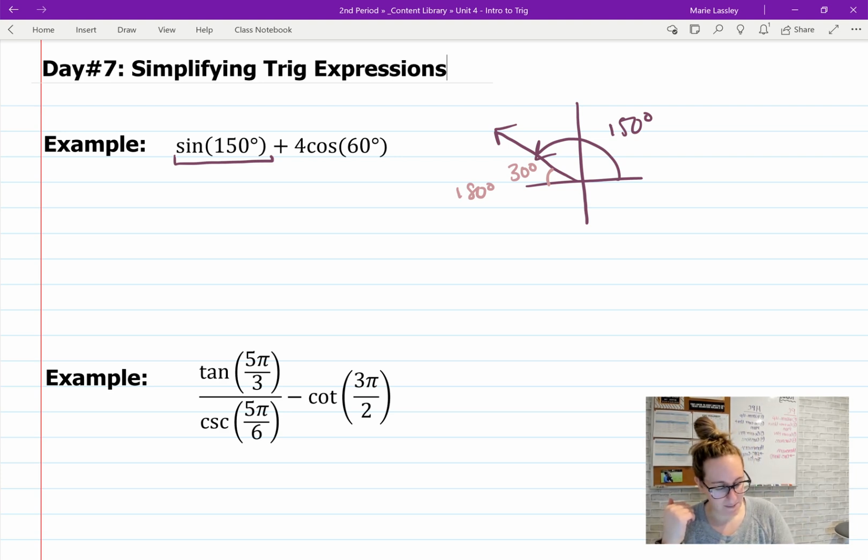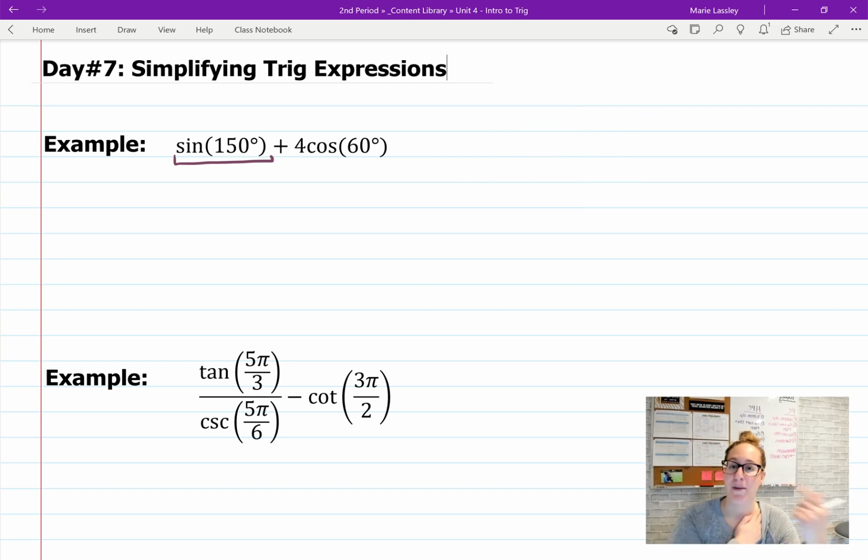Okay. Since I know that I'm dealing with a reference angle of 30 degrees, I think about my coordinates for my 30-degree angles. Those angles have an x value of square root of 3 over 2, and my y value is going to be 1/2. That part just comes from memorizing your unit circle.